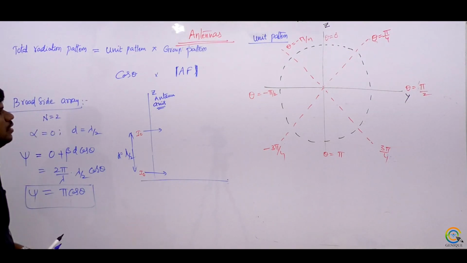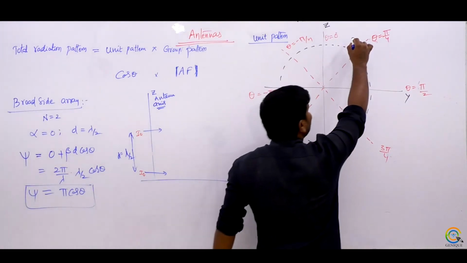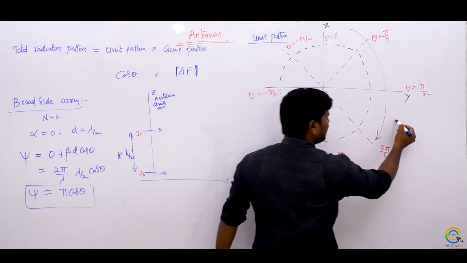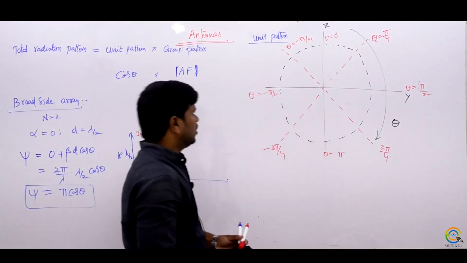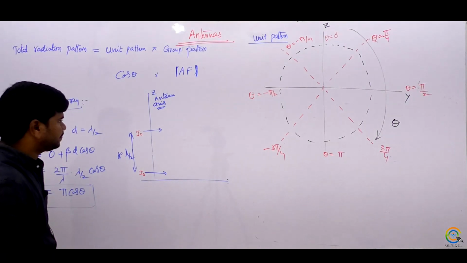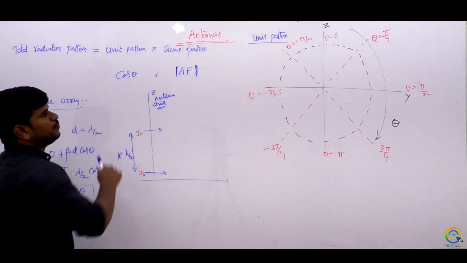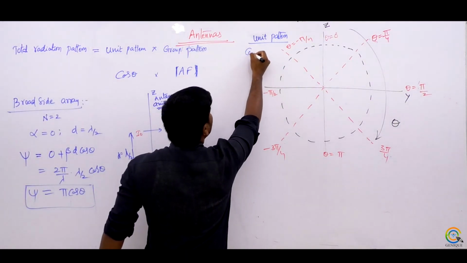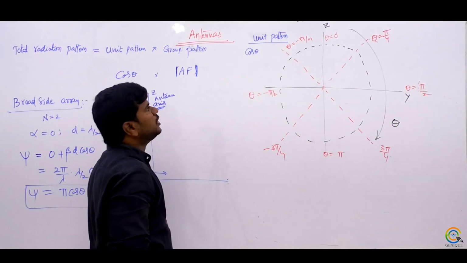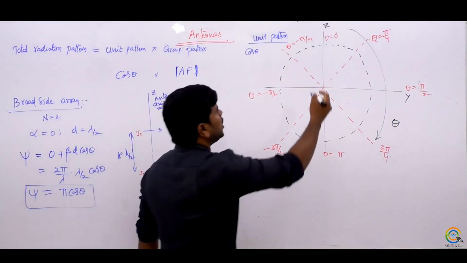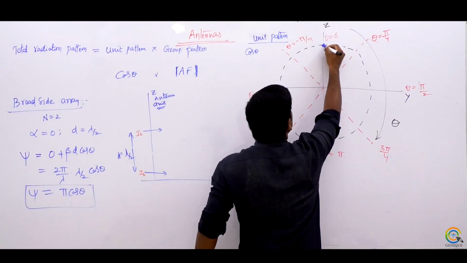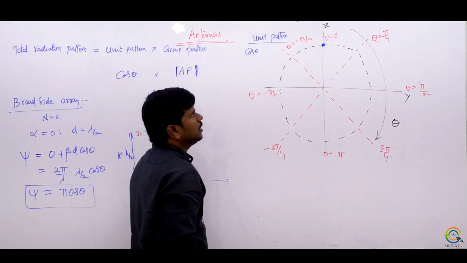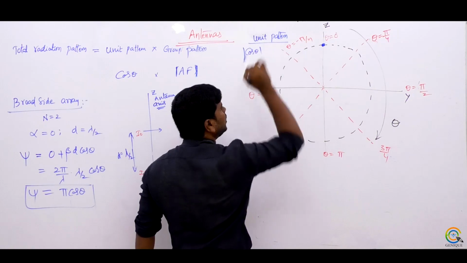Now you have to know this. Always the theta direction is like this. This is the theta direction, the theta increasing direction. Now here, if you put theta equals 0 degrees in the unit pattern, what is the unit pattern? Unit pattern is cos theta. If you put theta equals 0 degrees, cos 0, here you will get a maximum value. If you take theta equals pi by 4, the maximum value, the mod cos theta will be 1.